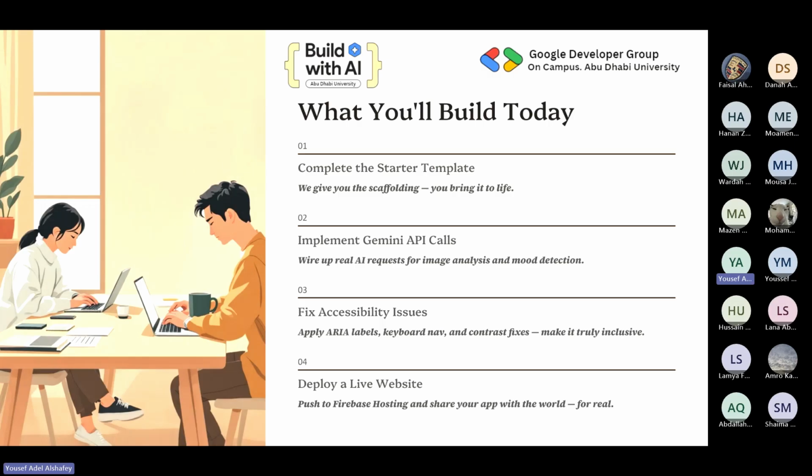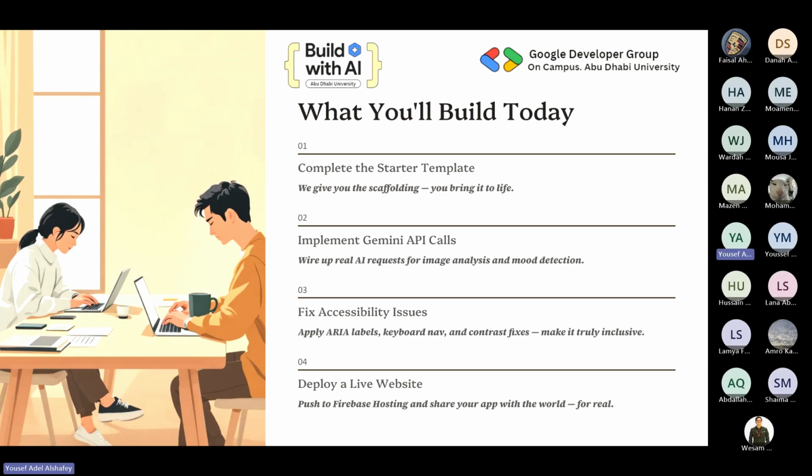What will we build today? First, I'll give you partial code. We're not going to write all of the code because that would take a lot of time. I'll give you partial code and we are going to build on it. We're going to implement the Gemini API key and fix the accessibility issues. And at the end, as I said, we're going to deploy the website live.